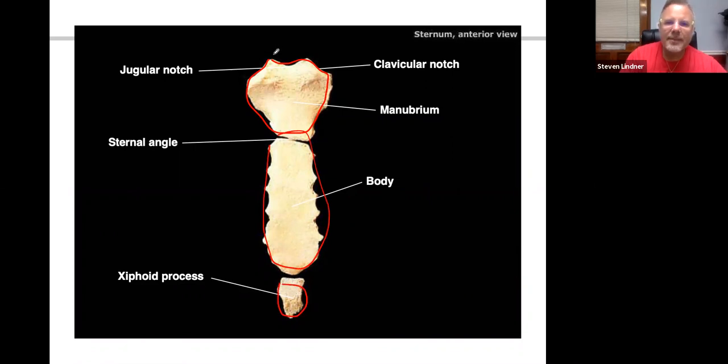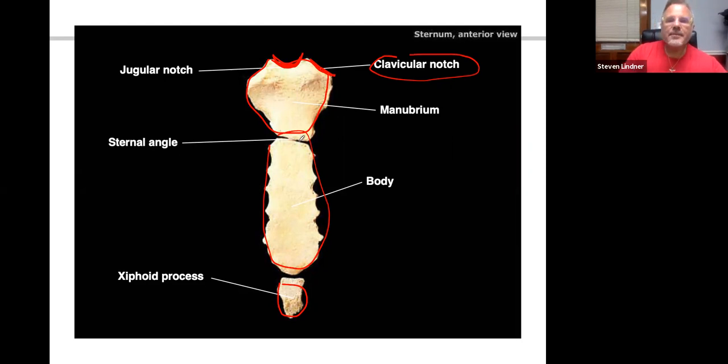All the way at the top here, this is called the jugular notch. And this is the clavicular notch. What do you think is going to attach to the clavicular notch? It's the medial aspect of the clavicle. The lateral aspect of the clavicle is going to articulate with the acromion process of the scapula. Okay, we'll get to that in a bit.